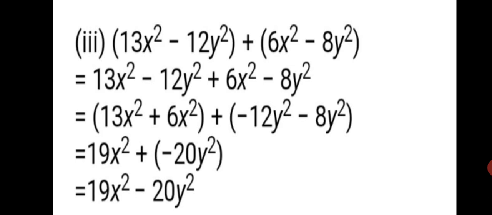Minus 20y square. Now open the bracket. Plus and minus is minus. So 19x square minus 20y square is your final answer.